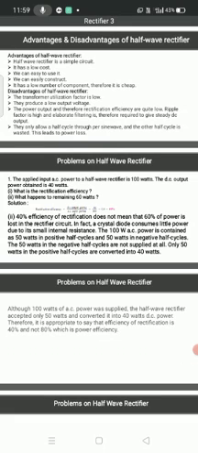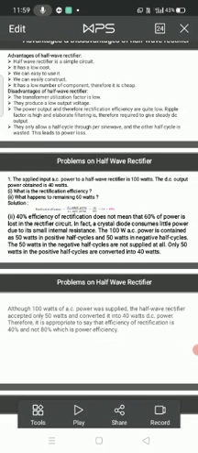Only 50% of the input voltage is converted to the output side. The remaining 50% is in the other half cycle. So this half-wave rectifier always converts only one half cycle. We are utilizing only 50% of the cycle. That's why it produces a low output voltage.